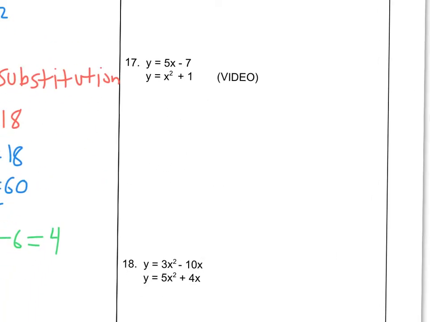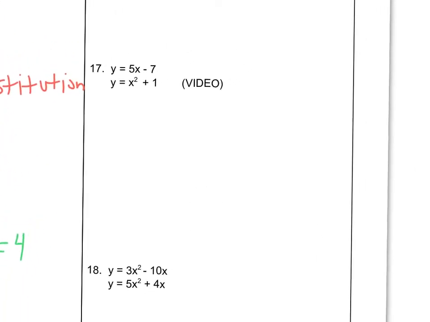The next one we have set up for video is number 17. This is one of the quadratic ones. These are all going to be really, really similar. So the process for this, if you can figure out what's going on here, you're going to be okay on the spiral. First thing I do is set them equal to each other.